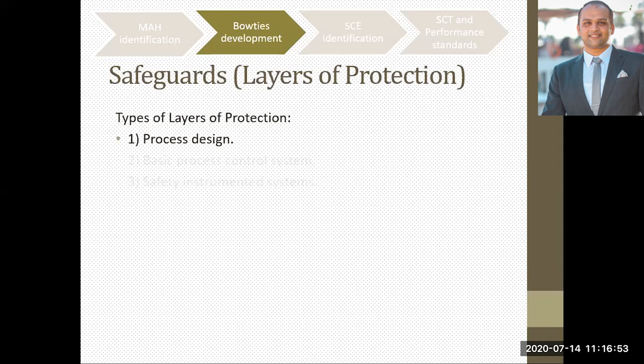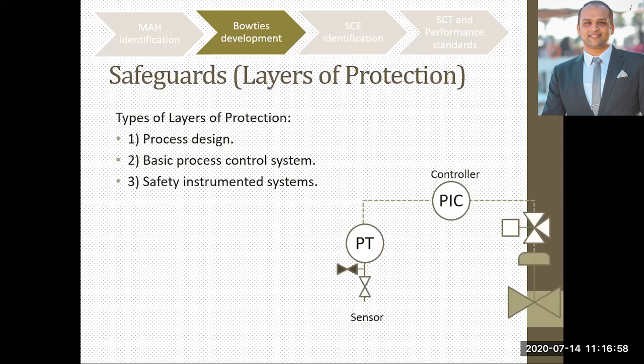Next, the basic process control system is one of the most famous and most important safeguards. The basic process control system consists of a sensor. For example, if you are sensing a pressure in a vessel, it will be a pressure transmitter going to the pressure controller and to the final element, which is a valve, to control the outlet or inlet accordingly to accommodate the pressure you are setting. So this is simply what the basic process control system is. It shouldn't be only pressure. It can be temperature, flow, level, a lot of things. So this is the concept.